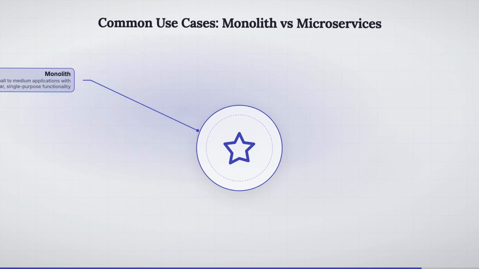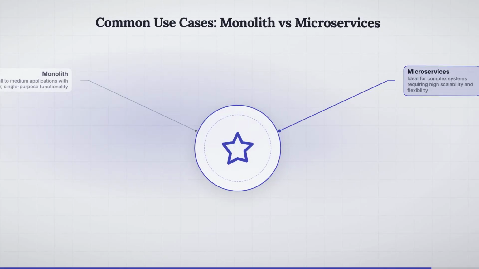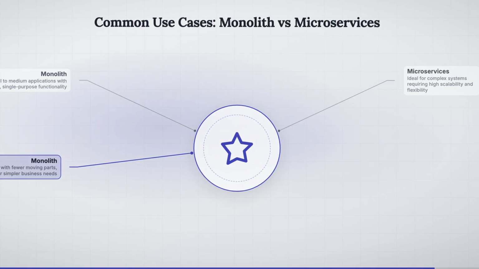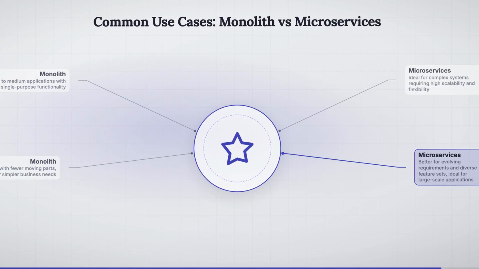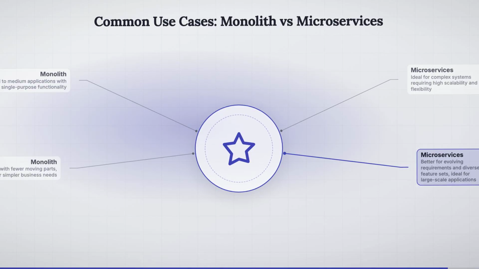Think of a monolith as the perfect solution for a small restaurant with a single menu. It's straightforward and easy to manage. On the other hand, microservices are like a bustling kitchen with separate stations for different dishes, allowing each part to scale independently.